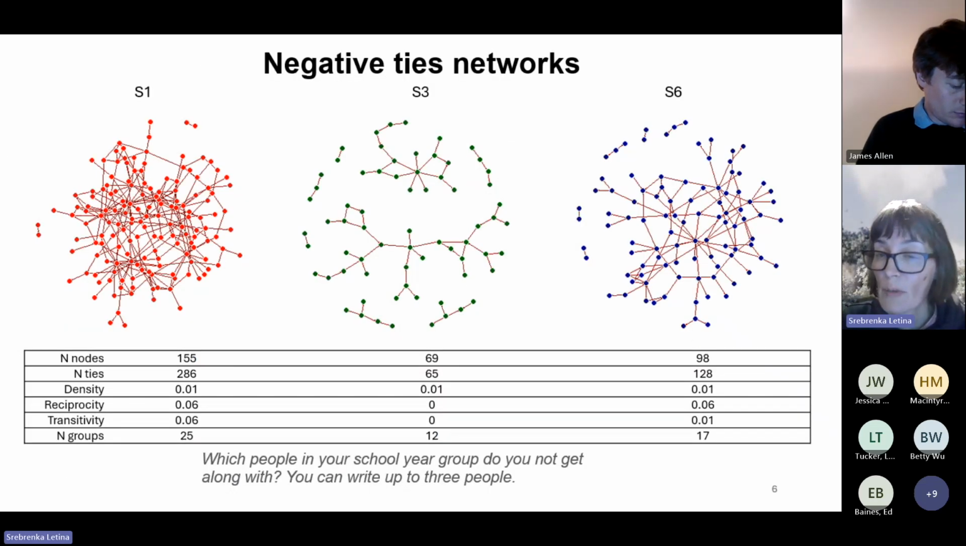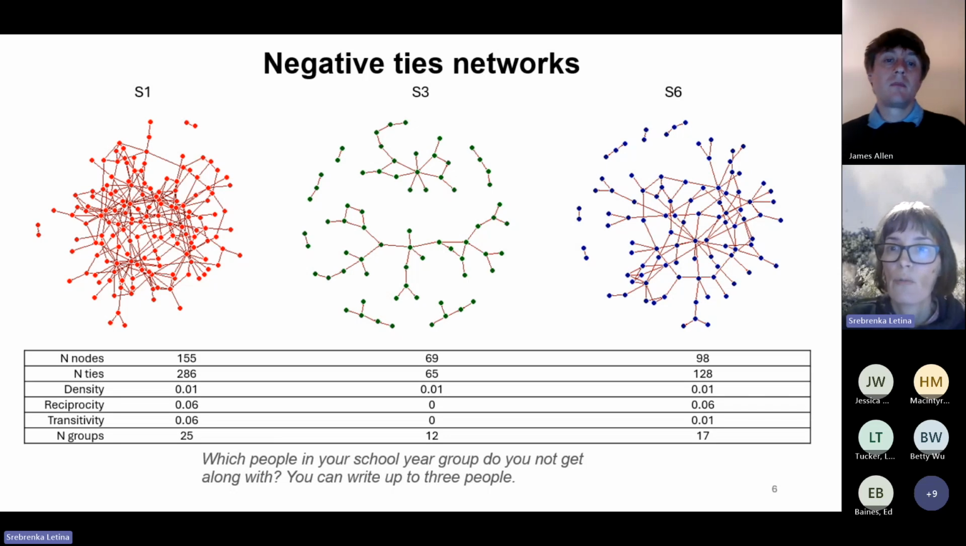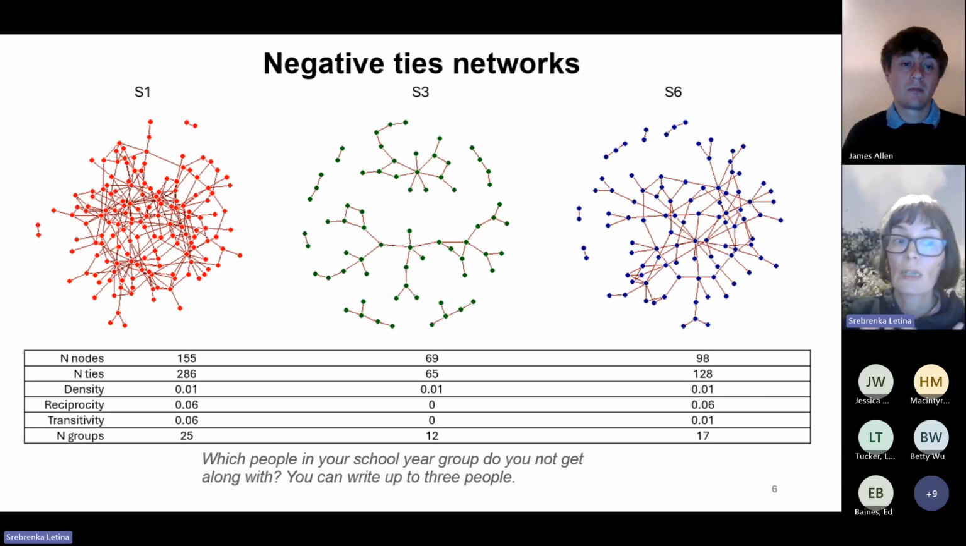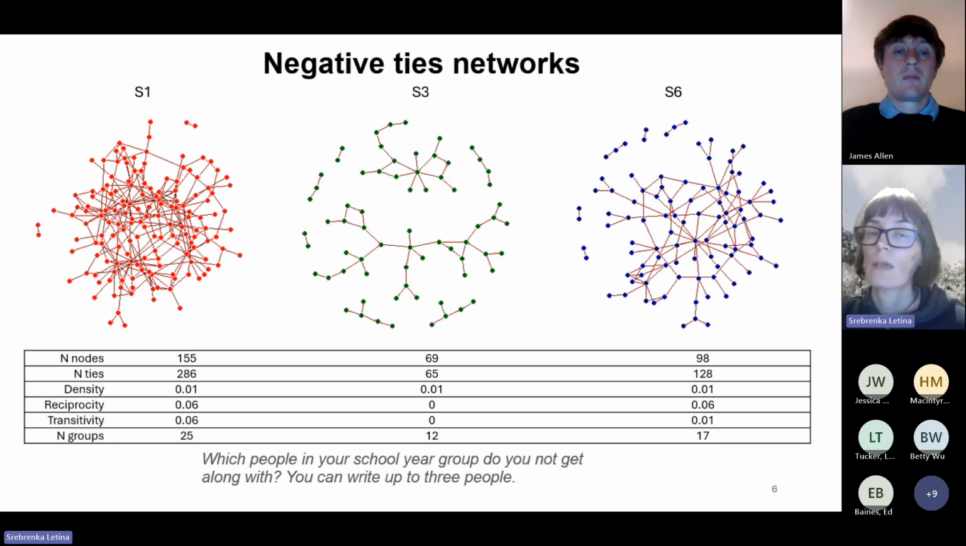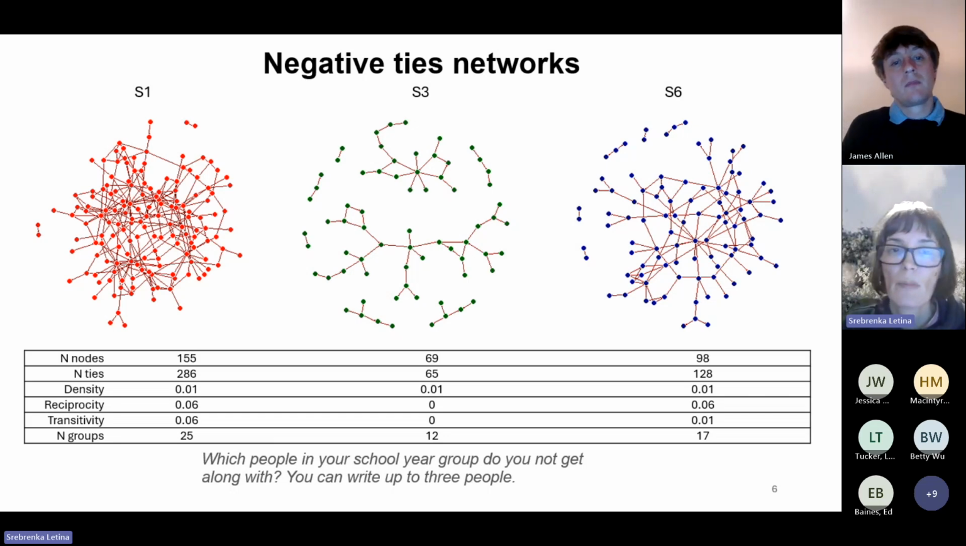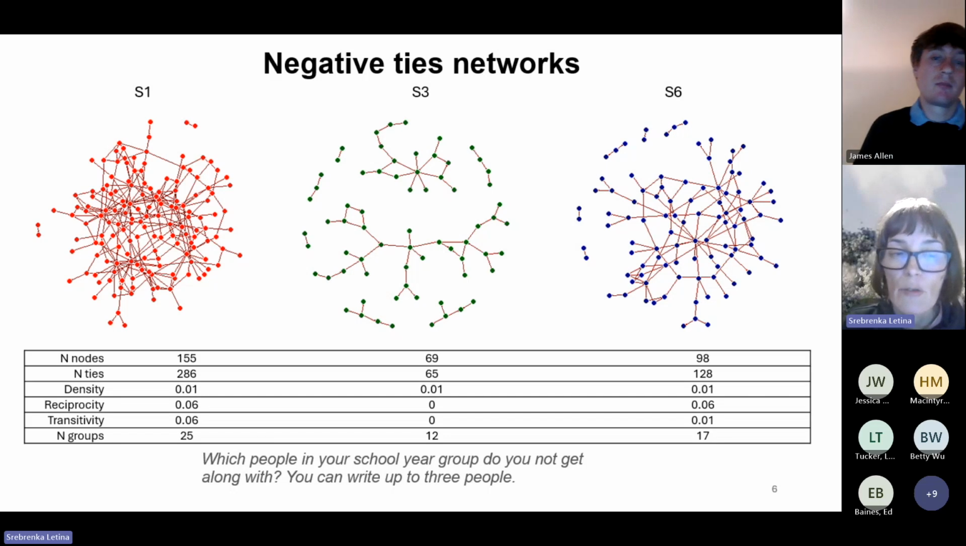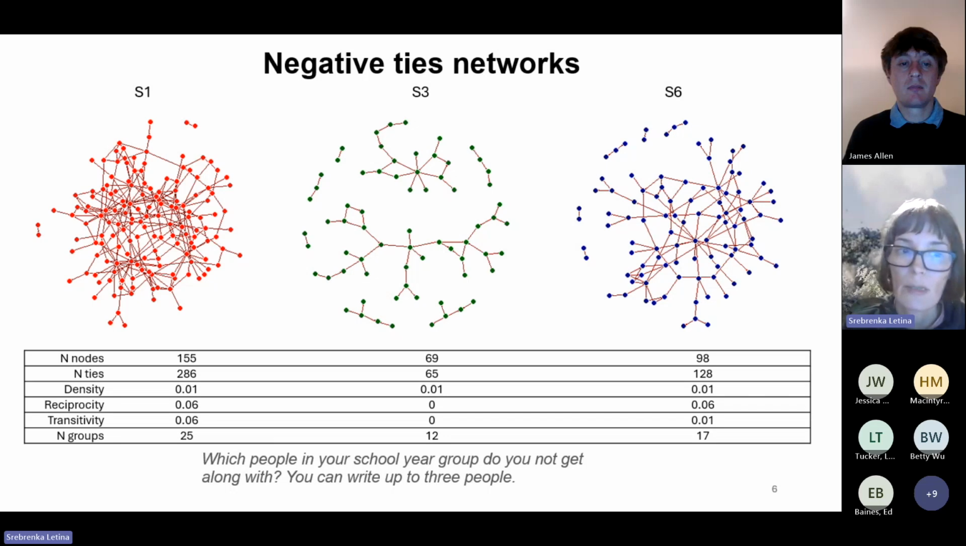But there are other types of ties as well, as Emily mentioned, and especially when you think about mental health and many individual outcomes, you want to consider the ties that are not pleasant. And for that, we had a question: which people in your school year group do you not get along with? That could be for different reasons, and then they could nominate up to 3. So a smaller number of nominations, and you can see the networks here. They look quite different, and if you have seen many networks, you will immediately notice that. And the measures that are written in the table will help you to actually identify where the difference is.